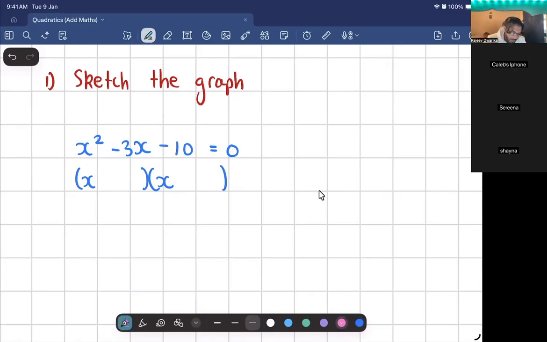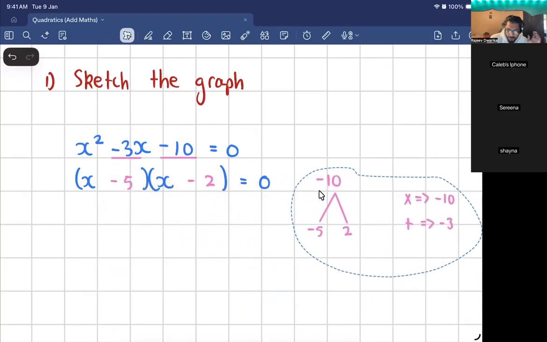The next thing I'm going to do is look at my last number. My last number is negative 10. How could I multiply to get back negative 10, but add to get negative 3? Think of two numbers you could multiply to get minus 10. Minus 5 by 2, excellent. So I'll put minus 5 here, and I'll put plus 2 here, and we are finding the roots, so I put it equal to 0. Let me know if you understand that. Right, what's the next step, Caleb? How would I find x?